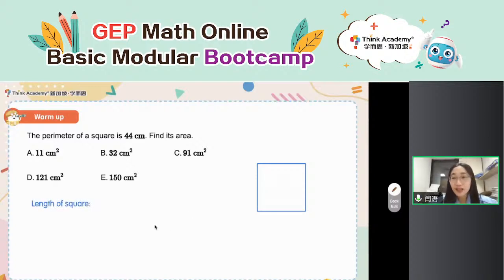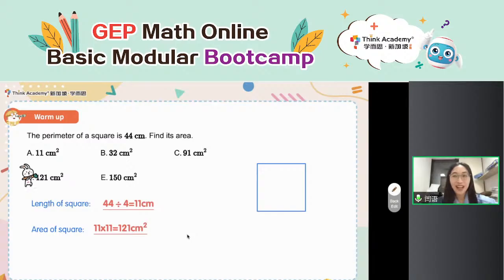Firstly, what is the length of the square? Very easy, right? 44 divided by 4, that is 11 centimeter. And then how do we figure out the area? Now you see that to figure out the area of a square, you must know its side length. And we already know that the side length is 11. So what should I do? That is 11 multiplied by itself. So this is the answer, 121.